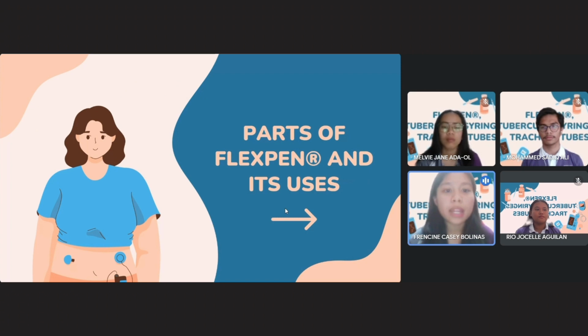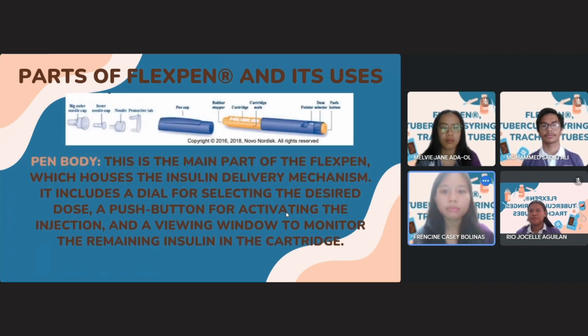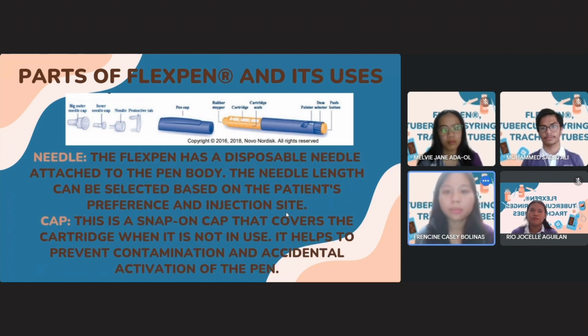Parts of the FlexPen and its uses. So the first is the cartridge, the pre-filled cartridge that contains insulin. It is inserted into the pen and secured with a snap-on cap. Then the pen body, the main part of the FlexPen that houses the insulin delivery mechanism. It also includes a dial for selecting the desired dose, a push button for activating the injection, and a viewing window to monitor the remaining insulin in the cartridge.